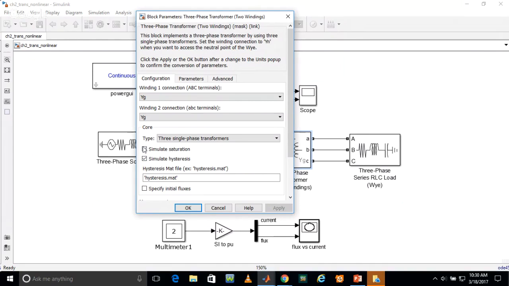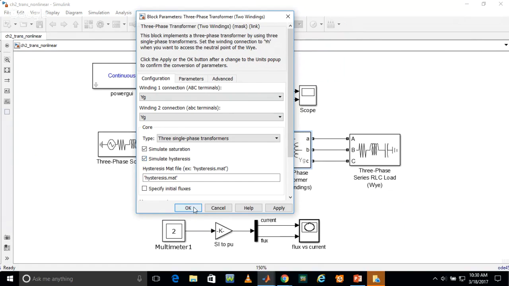Let me show you like this. This is a normal linear transformer. Click it, simulate saturation, then we have simulate hysteresis and specify initial fluxes. We are not specifying initial fluxes, we are specifying only simulate hysteresis.